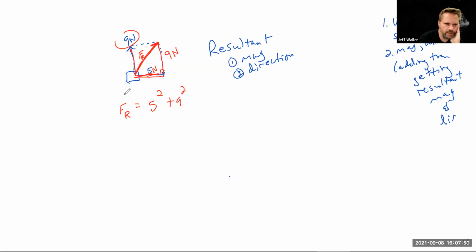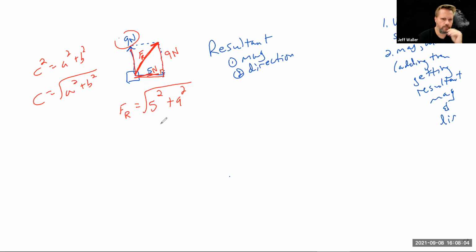And then the one little thing, since I didn't square this, well, we could just square him, or you could put a square root. Is that cool? You guys okay with that? If c squared is a squared plus b squared, then c is the square root of a squared plus b squared. I like it. All right.